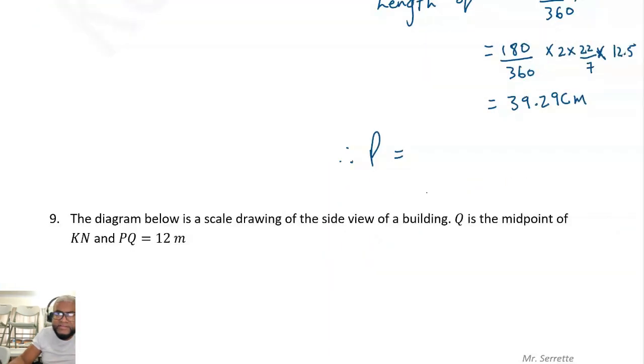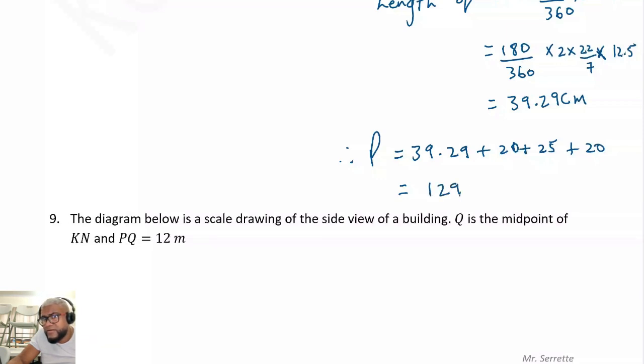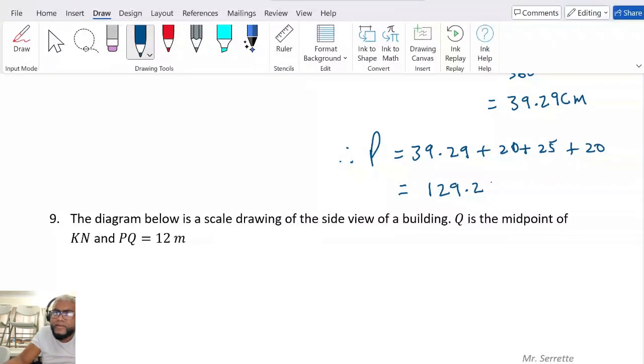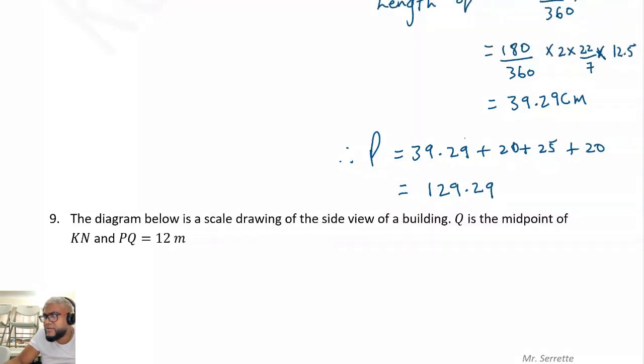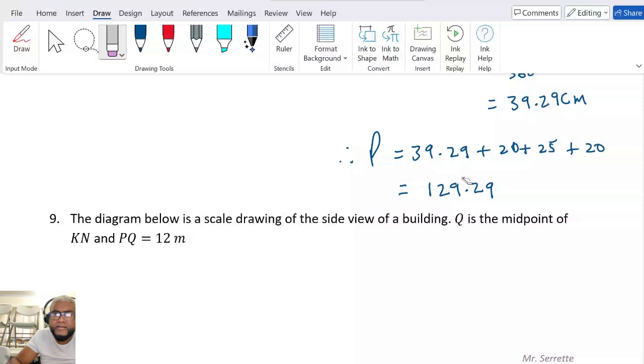Right, so what's my perimeter? Anybody have it? I know it will be 39.29 plus, I think it's 20 plus 25 plus 20. Is that correct? Anybody have it written down? Yes, sir. The answer is 129.29. Say it again, bro. 129.29. No, sir. I get 104.29. Yeah, 104.29. All right.